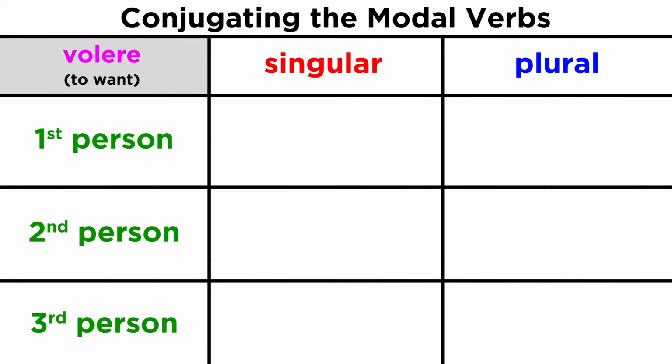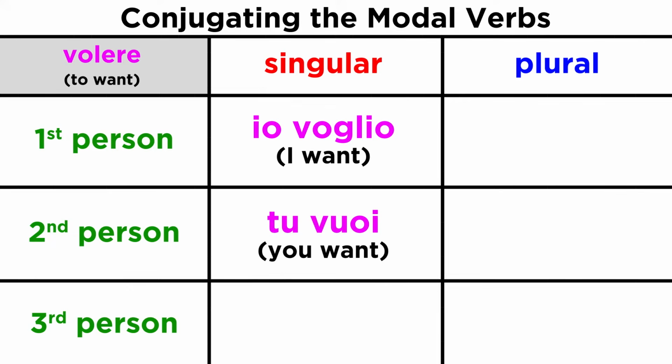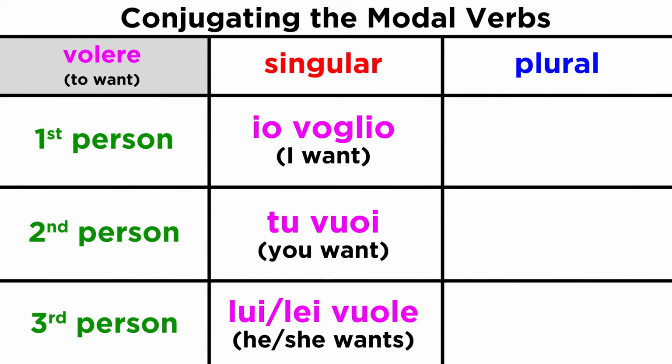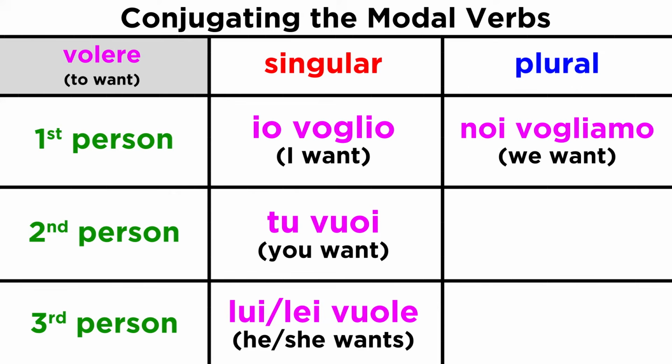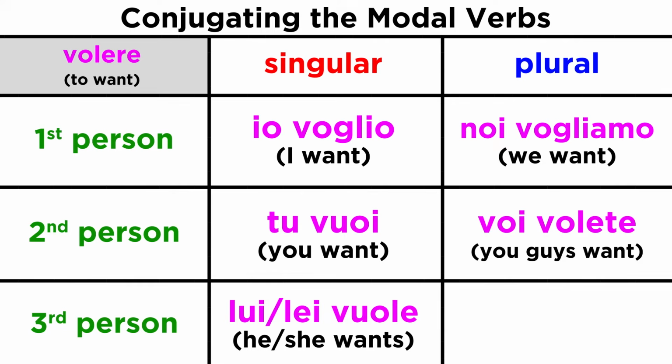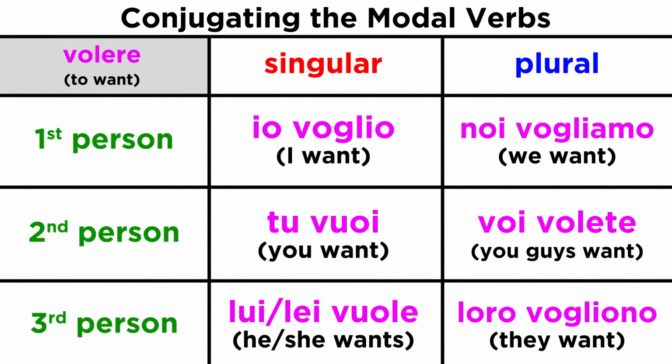And for volere, we get io voglio, tu vuoi, lei vuole, noi vogliamo, voi volete, loro vogliono. Some of these may seem strange, but you will get used to them through repetition. So let's try some examples.